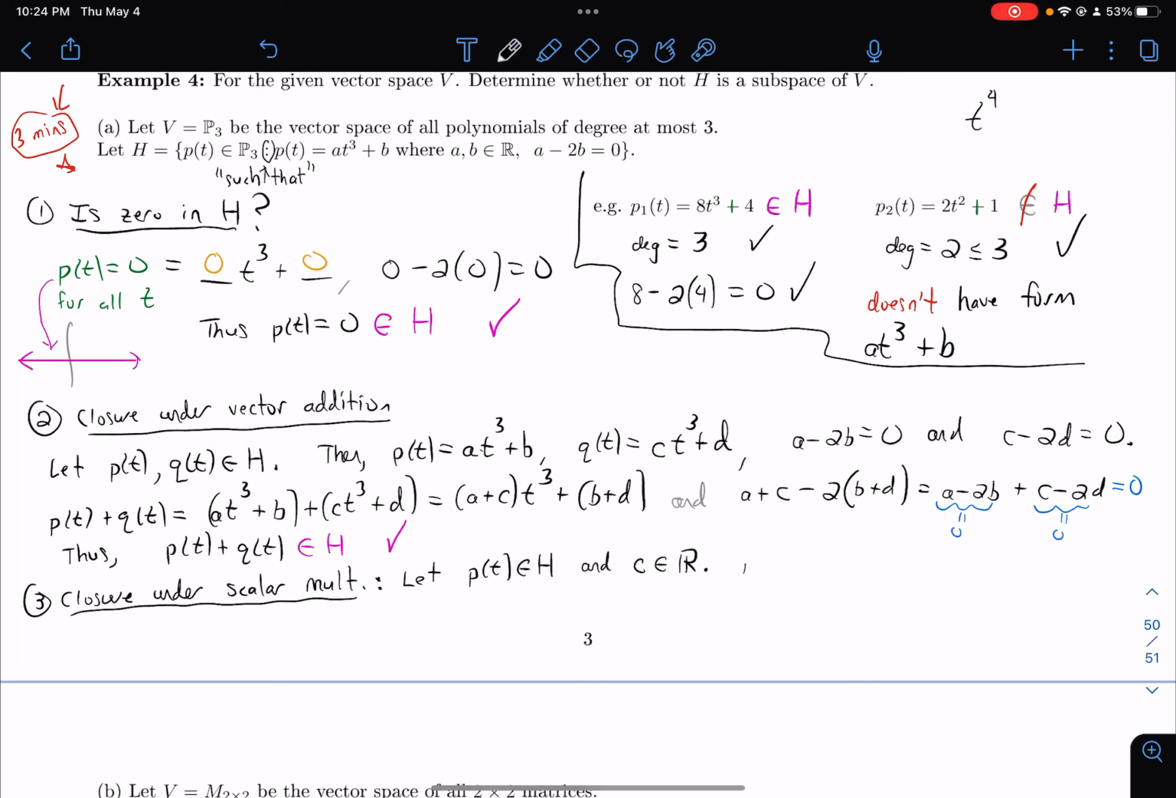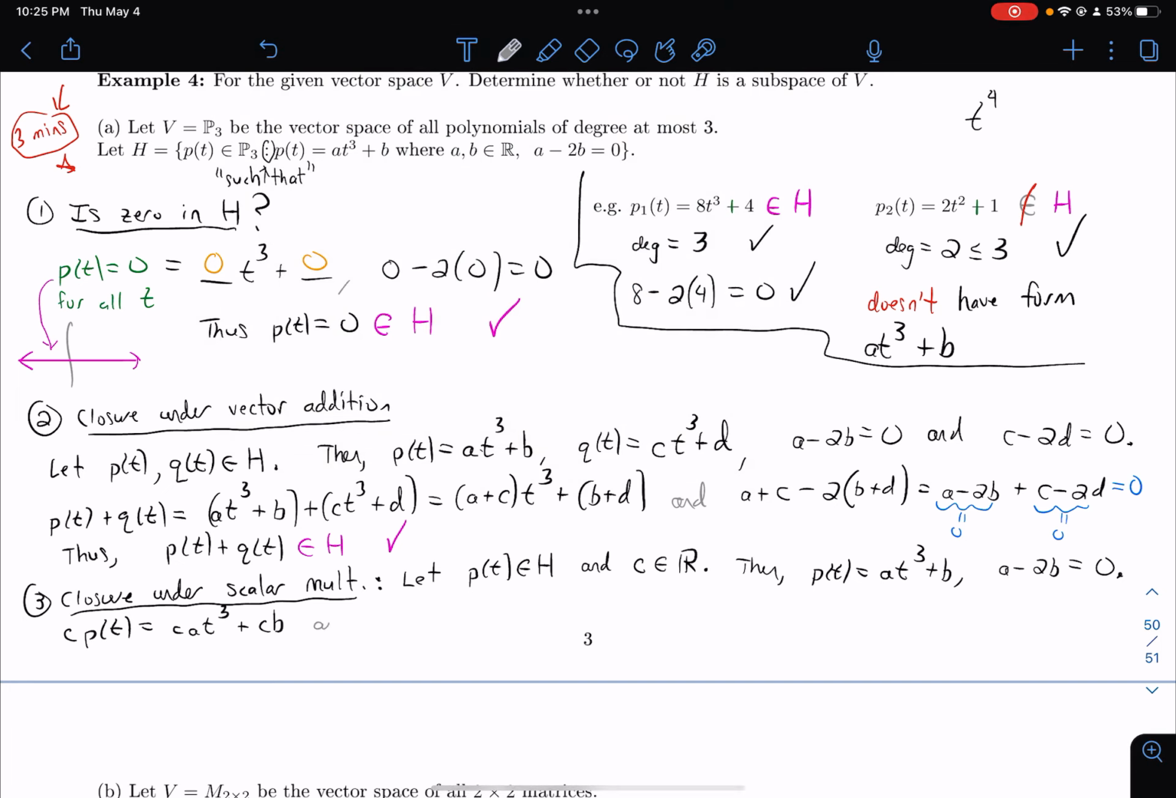Just like before, I get to say that p of t looks like at cubed plus b, where a minus 2b equals 0. It's got to satisfy that condition on the coefficients. Now let's multiply this by c, so c times p of t. If I distribute c to each term, I get cat cubed plus cb. That's still got this form, something t cubed and then a constant term at the end. Degree is still good. Let's check if the new coefficients satisfy this condition.